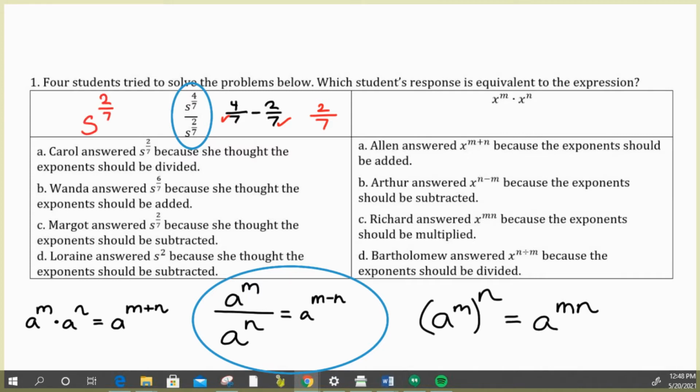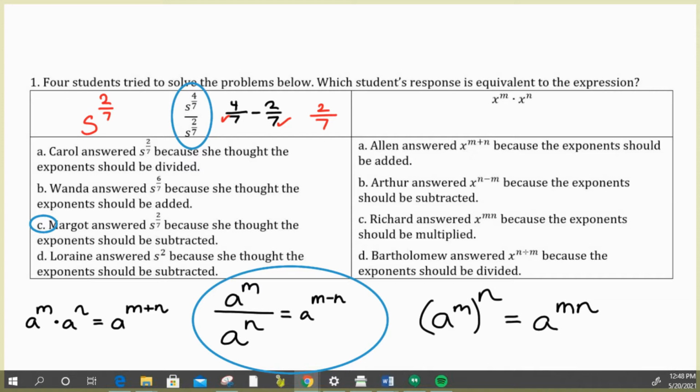So let's look at our examples. Carol answered S to the 2/7 because she thought the exponents should be divided. Not quite. Wanda answered S to the 6/7 because she thought the exponents should be added. Obviously, we know that's not true because it needs to be subtracted. Margot answered S to the 2/7 because she thought the exponents should be subtracted. Boom. Good work, Margot.